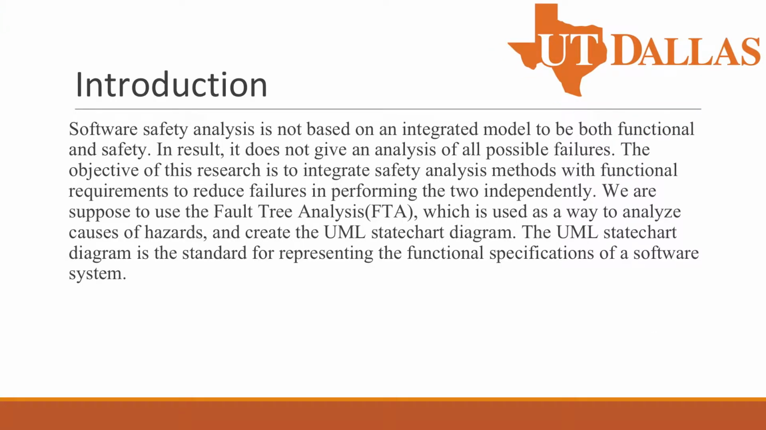So a brief introduction to our research: software safety analysis is not based on an integrated model of both functional and safety requirements. As a result, it does not give analysis for all possible failures. The objective of this research is to integrate safety analysis methods with functional requirements to reduce failures, rather than performing the two independently. We use the FTA, which is used to analyze causes of the hazards, and create a UML state chart diagram. The state chart is the standard for representing the functional specification of the software system. My partner and I chose this case study to integrate the FTA in the state chart.